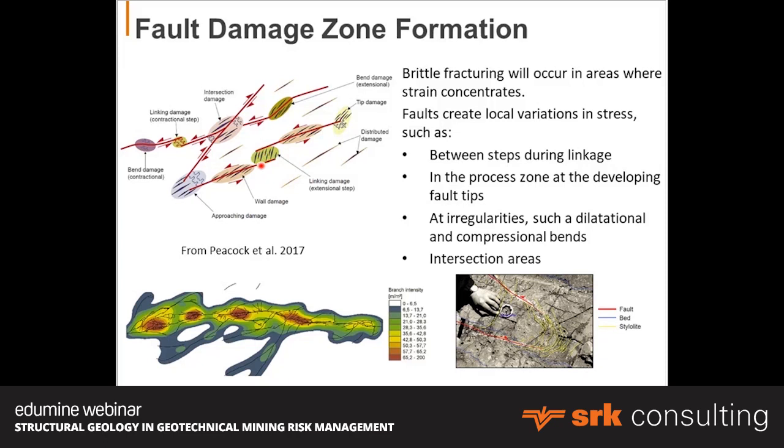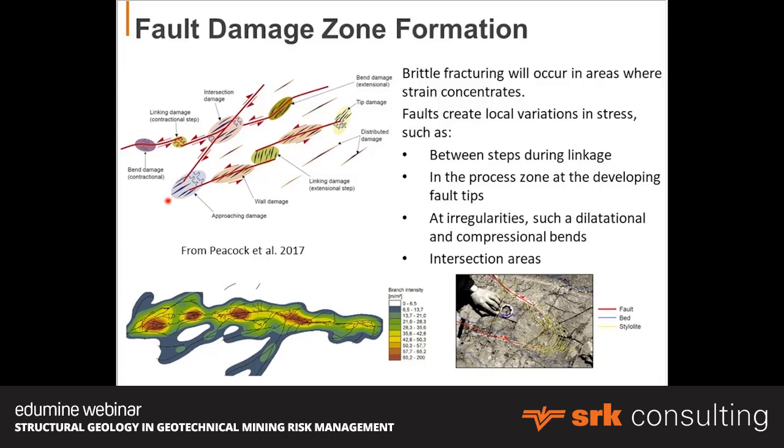You may get irregularities and roughness along the main fault system with the formation of faults at those stress concentrations. Even at the tip, where the fault is propagating, right at the tip zone, you get damage. Where multiple faults intersect and overlap, you'll start to get damage.